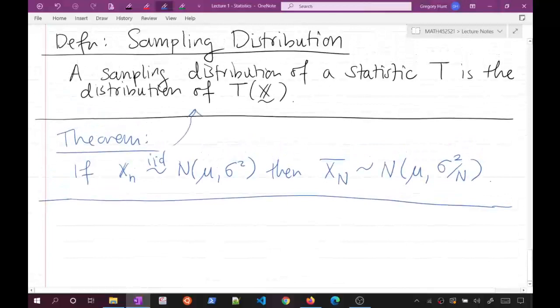So you might have seen this in a 451 course. You might have seen something that looks a lot like this in the introductory statistics course. If I have data that's normal, then my mean of that data is also normal. The arithmetic mean, the statistic X bar, is normal. The mean stays the same at mu, and the variance decreases by a factor of n. We might prove this one today. We'll prove it very shortly if we don't. But that's the sampling distribution. This thing would be what we'd call a sampling distribution.